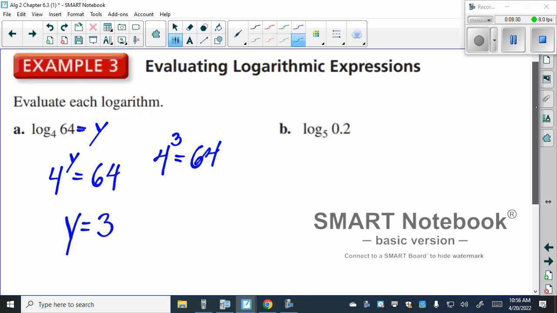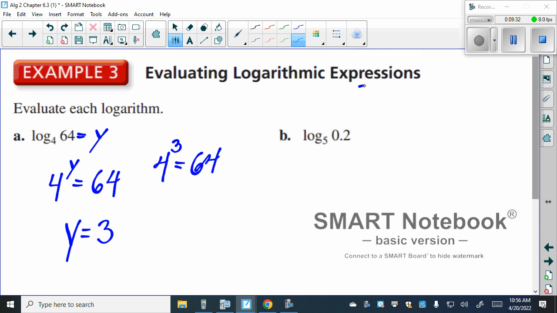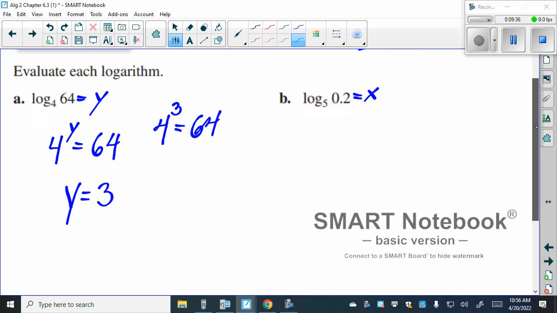Okay. Now we can do the same thing for the next one. Log base 5 of 0.2 equals x. So as an exponential, that would be 5 to the y or x, either one, equals what? Okay. This is a little bit kind of harder to see. Let's change 0.2 to a fraction. What would 0.2 as a fraction be?